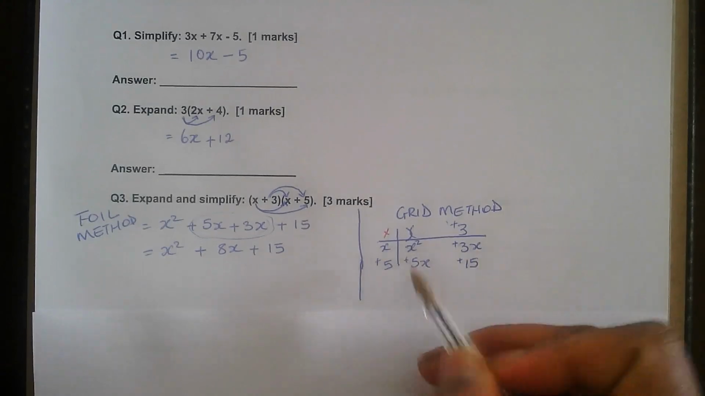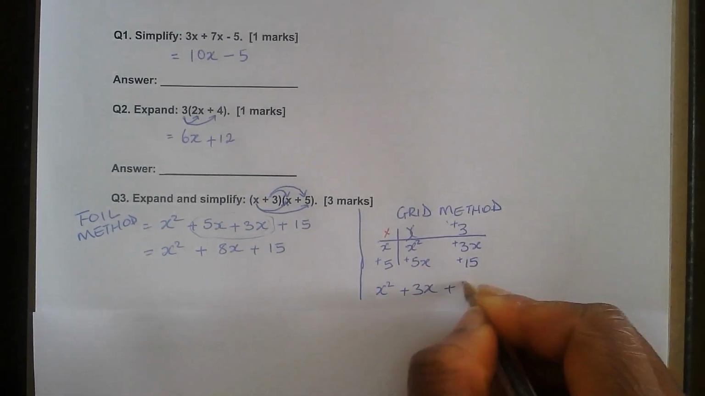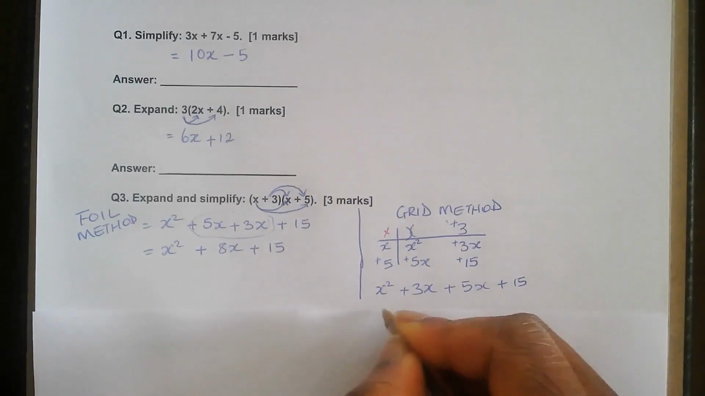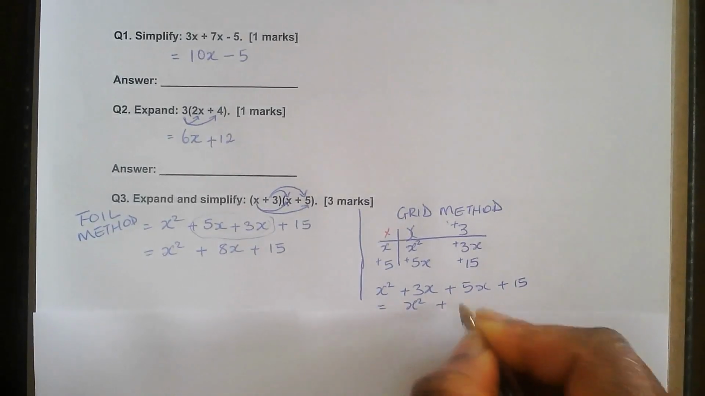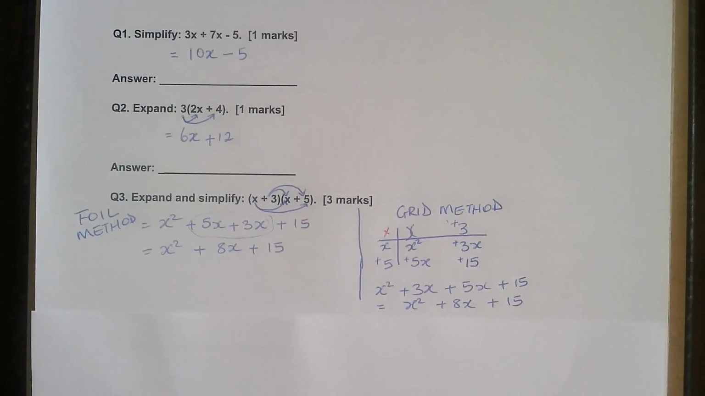Now this bit in the middle, x squared plus 3x plus 5x plus 15, gives us x squared plus 8x plus 15. This is exactly the same answer we're going to get. This is called the grid and that is the FOIL method.